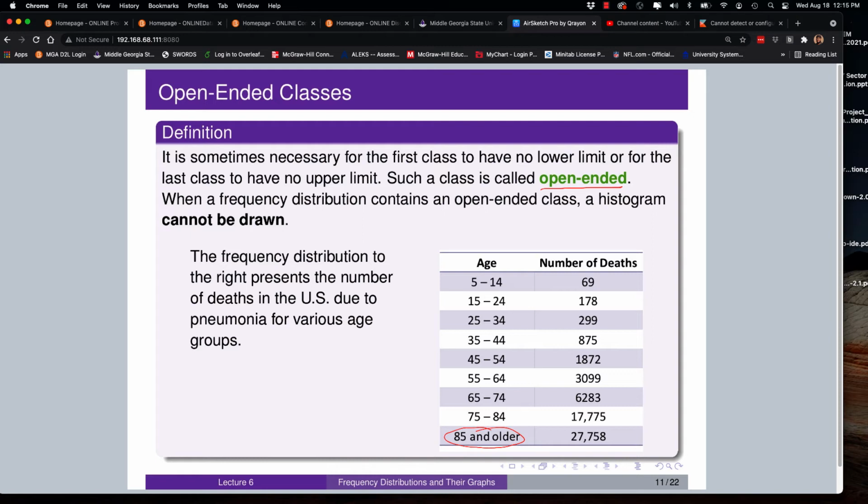That means the class width there is wider than all the other classes in there, and that means you cannot draw a histogram for this data. You need to know how old the oldest person was in there so you can break the data apart appropriately. And since we don't have that, we don't want to draw a histogram. So just note that when you have open-ended classes, you can't draw a graph. It's not permissible or okay to do so. So try never to have open-ended classes.